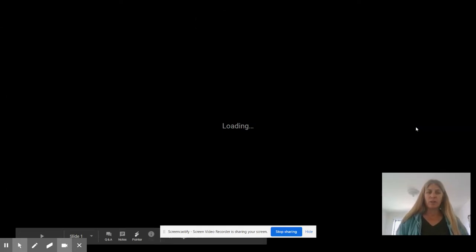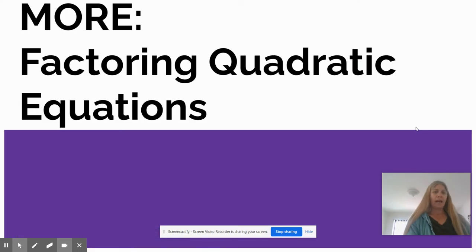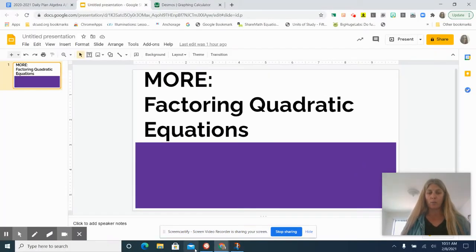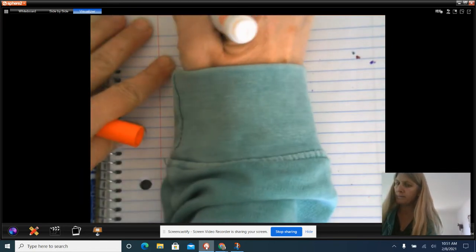Today we're going to be looking at some more quadratic equations, and we are going to practice what we learned last class. It takes a couple of these to really feel comfortable. So we're going to do some specific examples and then some higher level of difficulty examples as well. We're going to go ahead and start with our title today, which is More Factoring Quadratics.